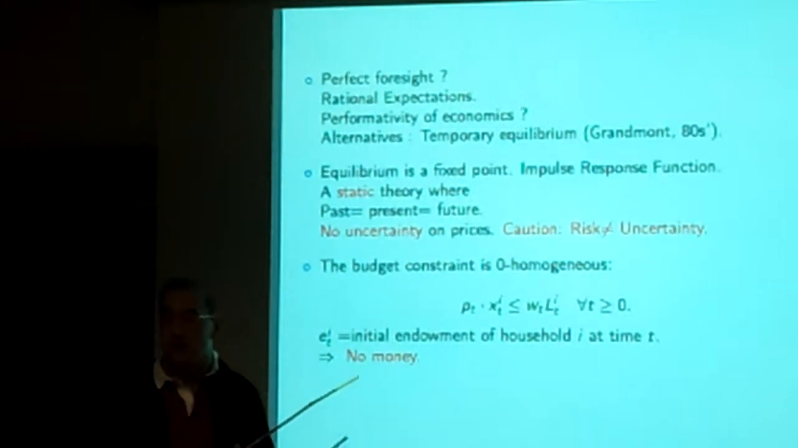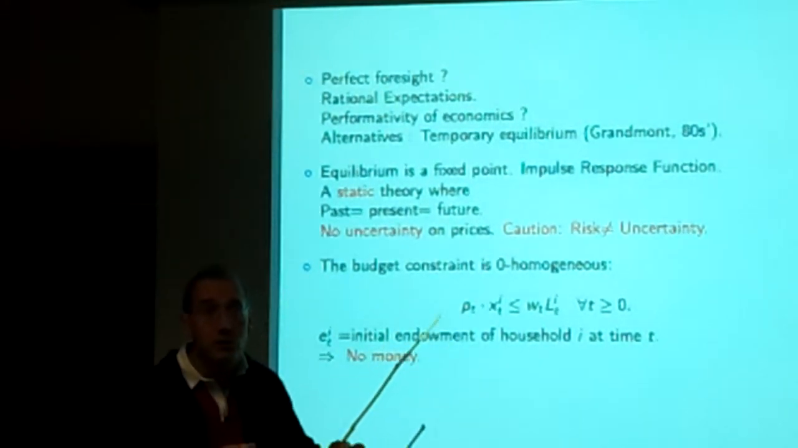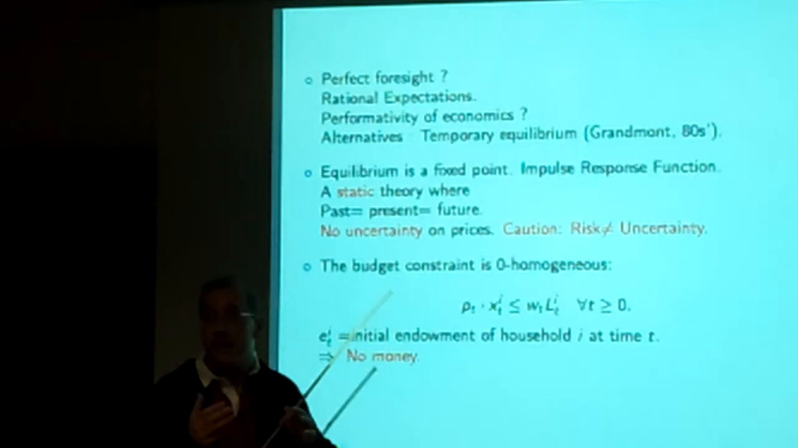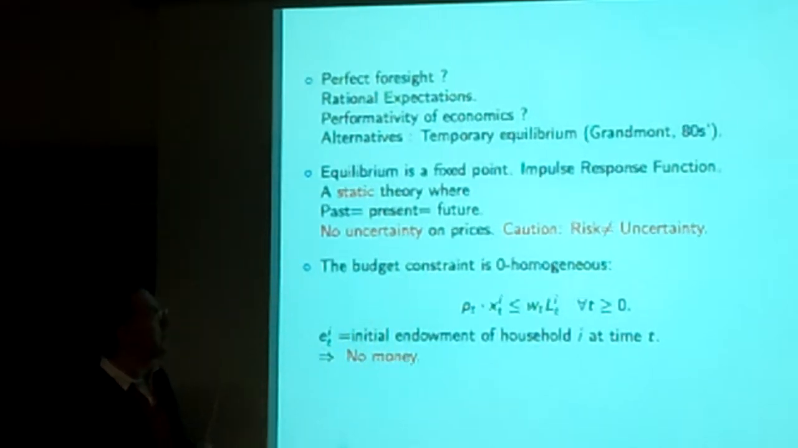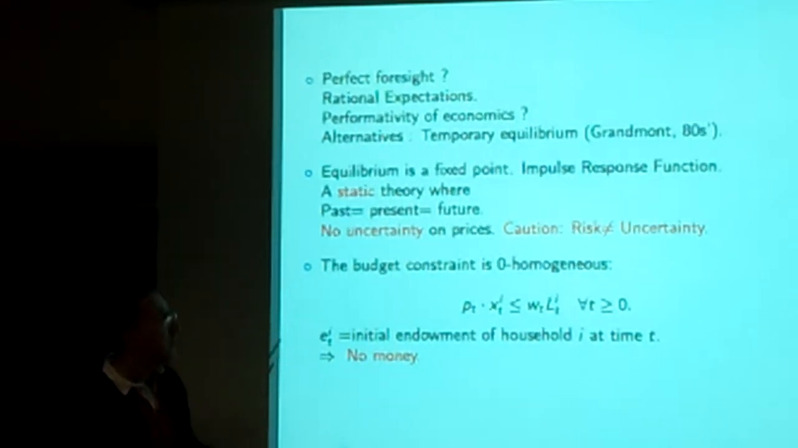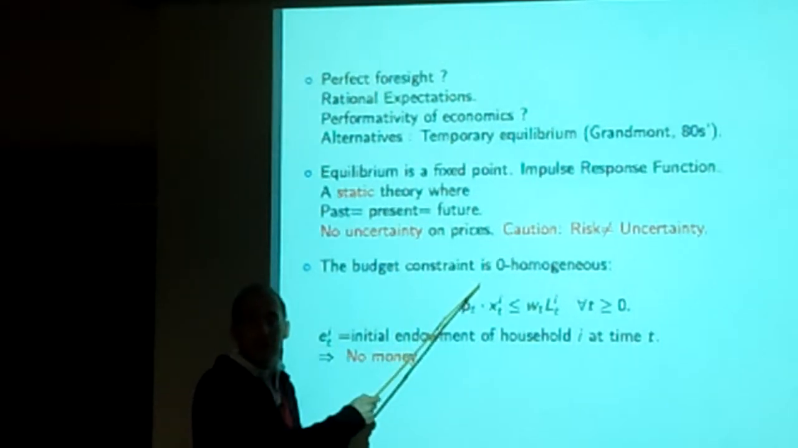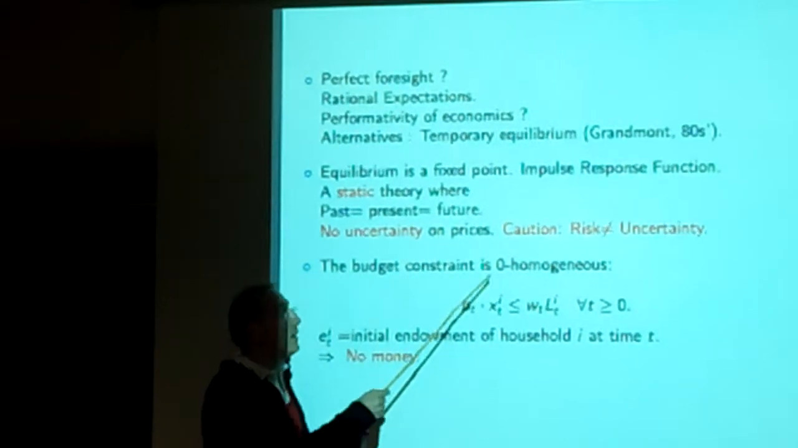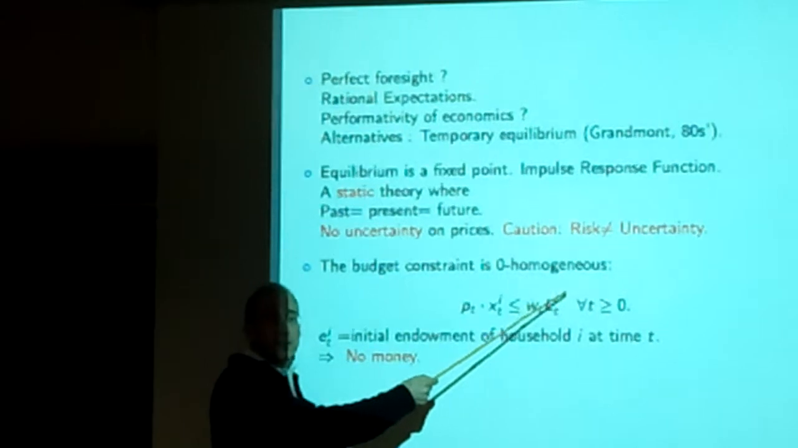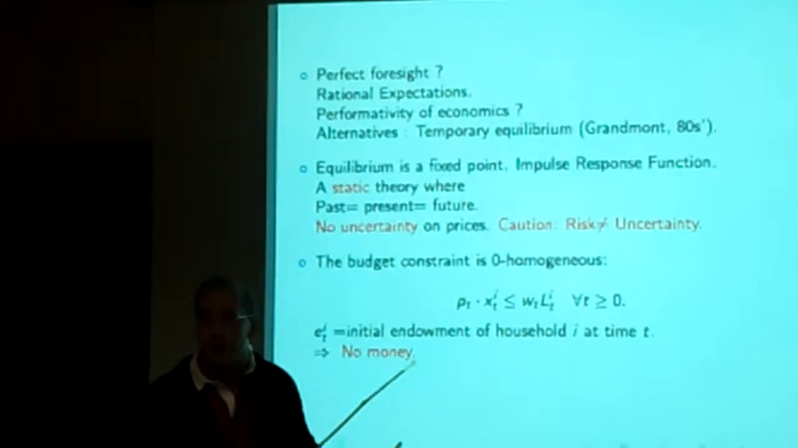Yes, and this is a very important point, because I know every time I ask the question, where is money in your model? Then it's a bit disturbing. So the criterion is very easy. Even if you don't know anything from economics, just check whether all the constraints are zero homogeneous, then you are sure there is no money in the model. Okay?